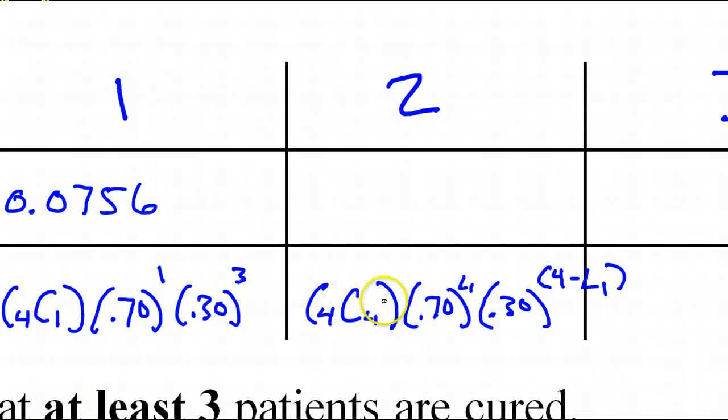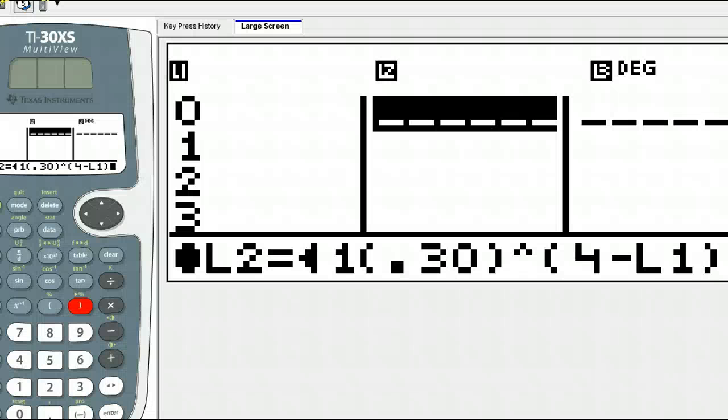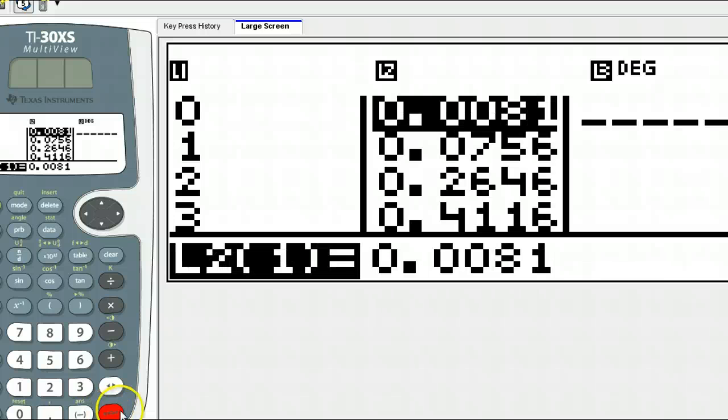So again, all I did was I typed in this formula right here, which came from this pattern, but understanding that these numbers, like that 1, is in list 1. And this 3 could come from doing 4 minus list 1, 4 minus 1. Okay, anyway, if I hit enter now, it gives me all the answers. So you see the 0.0081.